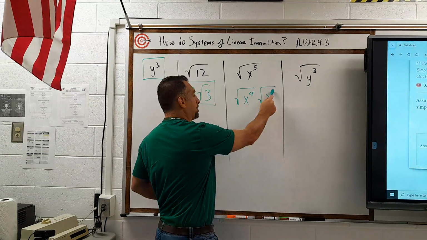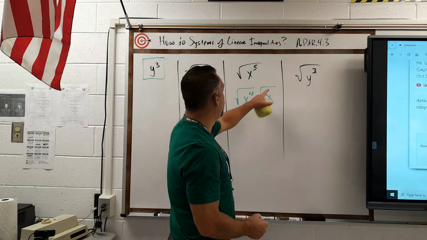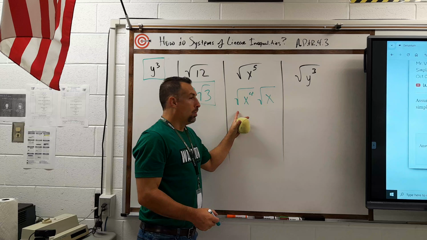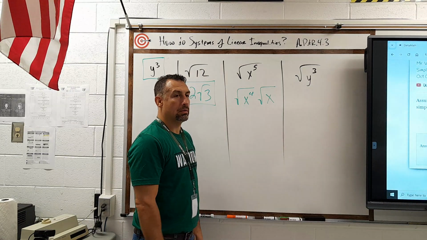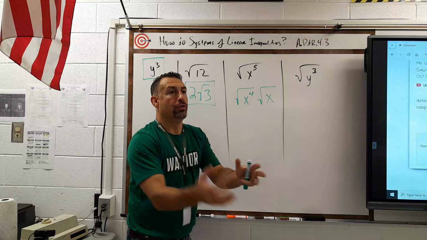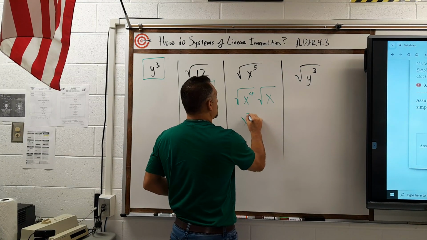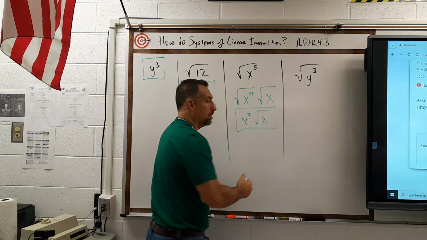What's the understood exponent right there? It's an understood 1. So 4 and 1 make the 5. Okay. What can I do next with this? You divide the 4 exponent by 2. Very good. So this is now x squared root x, and this is as simplified as we can go.